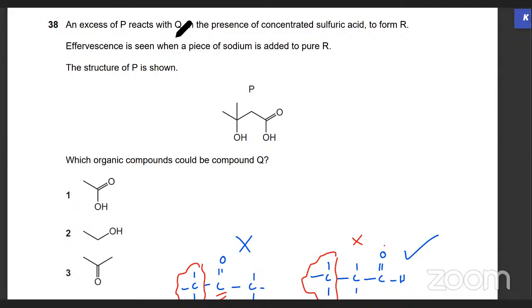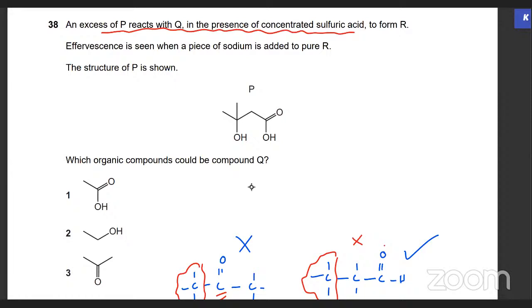Just a second. An excess of P reacts with Q in the presence of concentrated sulfuric acid to form R, and effervescence is seen when a piece of sodium is added to pure R. The structure of P is shown. Which organic compound could be Q? First thing, this is an ester. These are the conditions for esterification.